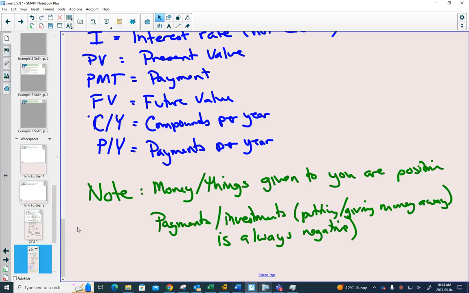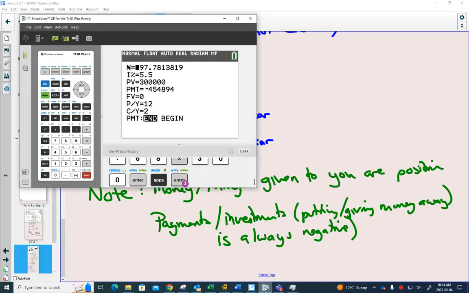Okay, so let's do the car one first. We were solving for the number of payments. That's the N. I'm going to leave that right now. You can put a 1 in. It doesn't matter the number that's in there. We're going to solve for that one. But I'm going to put in everything else. We're told the interest rate was 6%. They give us the car. They are basically giving us $15,000.